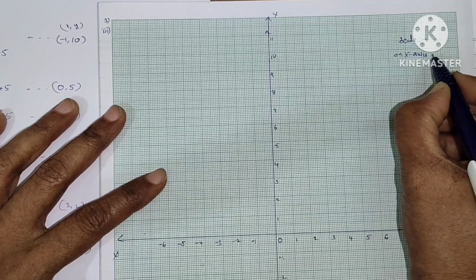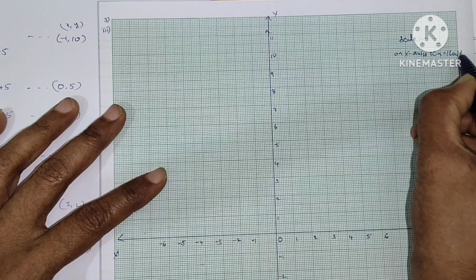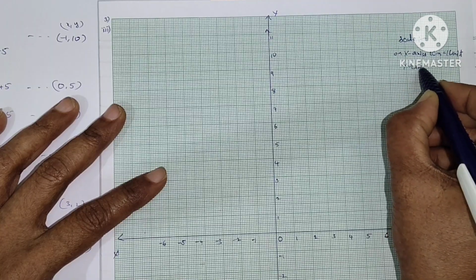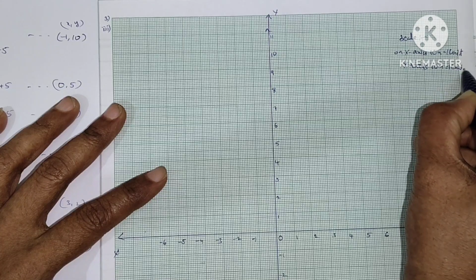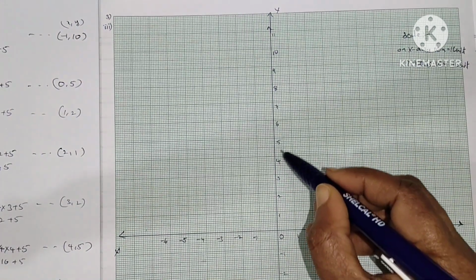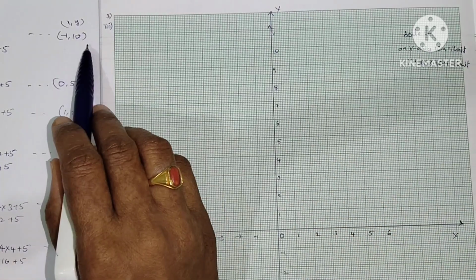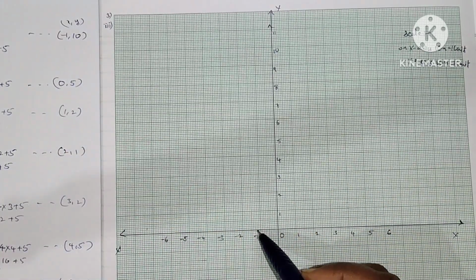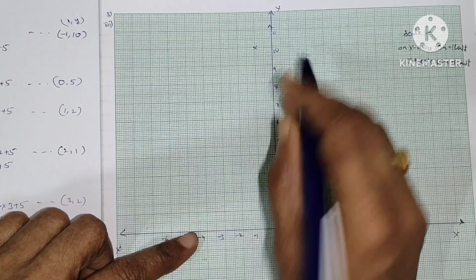So here on the x-axis, 1 centimeter equals 1 unit, and on the y-axis, 1 centimeter equals 1 unit. On the x-axis we mark 1, 2, 3, 4, 5, 6 and on the y-axis 1, 2, 3, 4, 5, 6, 7, 8, 9, 10, 11. Now the first point is minus 1 comma 10: minus 1 on the x-axis, 10 on the y-axis. So this is the point.